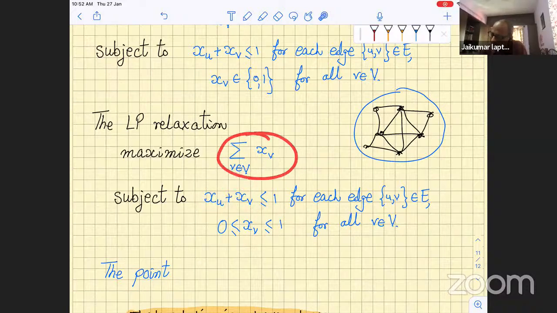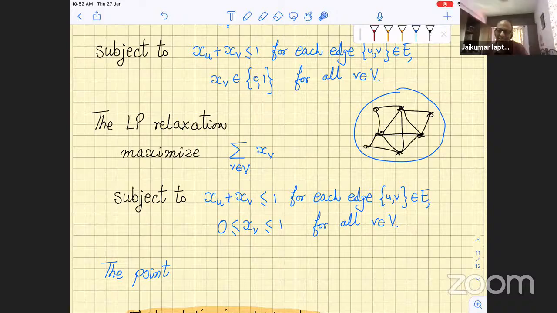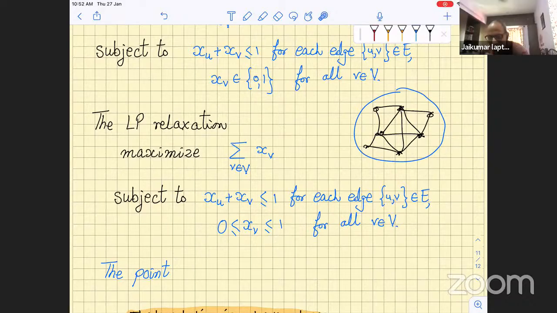And what is the optimum that I get? Yeah, n over 2. All the n vertices will contribute half. Just half for every vertex. That's right. Assign x_v equals half for all the vertices.